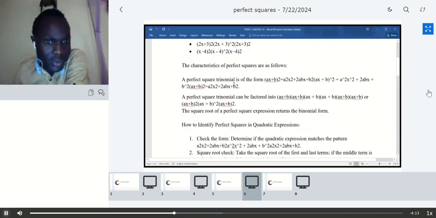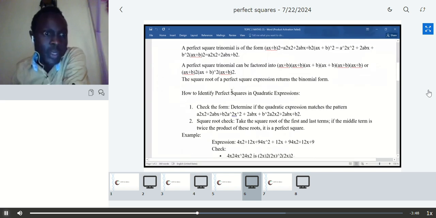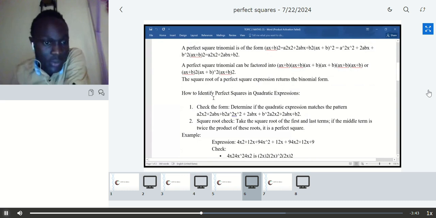A perfect square trinomial is of the form (ax + b) squared, which is equal to a squared x squared plus 2abx plus b squared. A perfect square trinomial can be factored into (ax + b) squared, or (ax + b) raised to 2. The square root of a perfect square expression returns the binomial form.